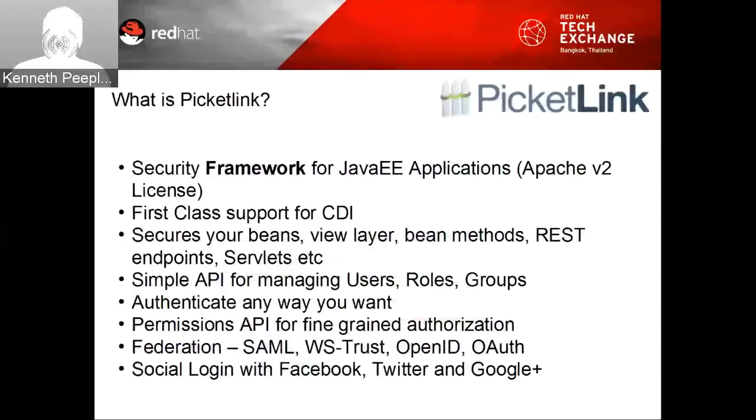So what is PicketLink? This is the security framework for Java EE. It has first-class support for context dependency injection. It secures beans, servlets, SOAP endpoints, and REST endpoints. And it's a simple API for managing users, roles, and groups.